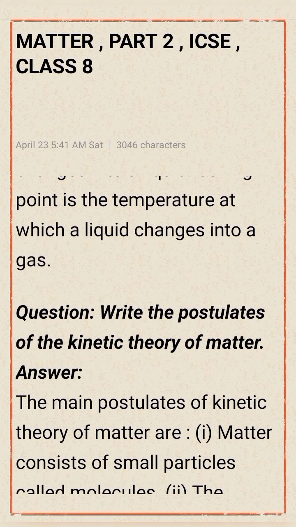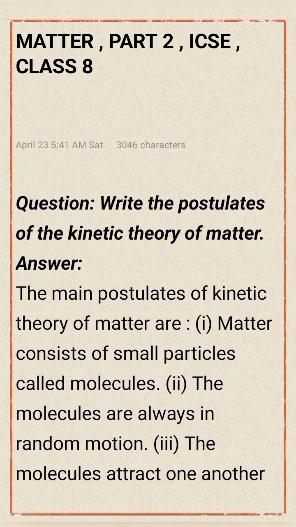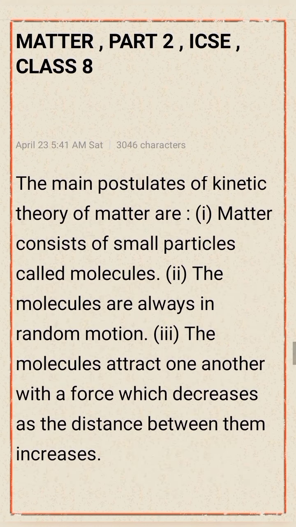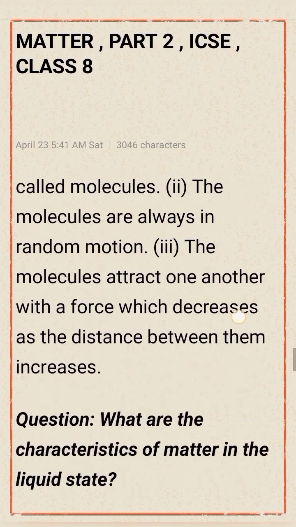Next question: write the postulates of the kinetic theory of matter. The main postulates of the kinetic theory of matter are: point number 1, matter consists of small particles called molecules. Point number 2, the molecules are always in random motion. Next point, the molecules attract one another with a force which decreases as the distance between them increases.